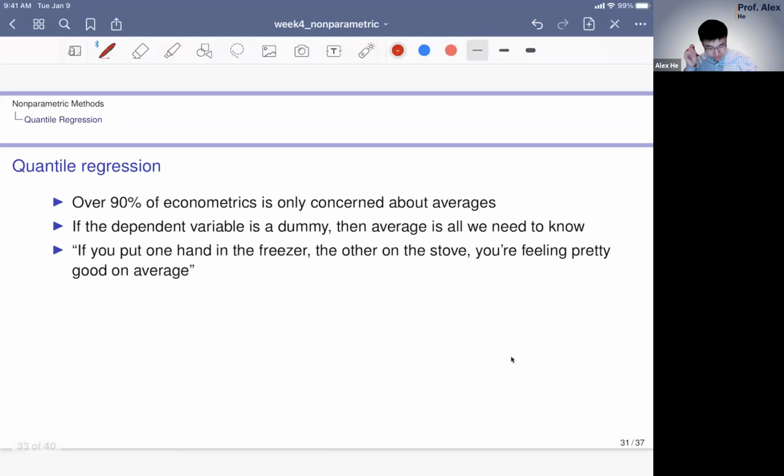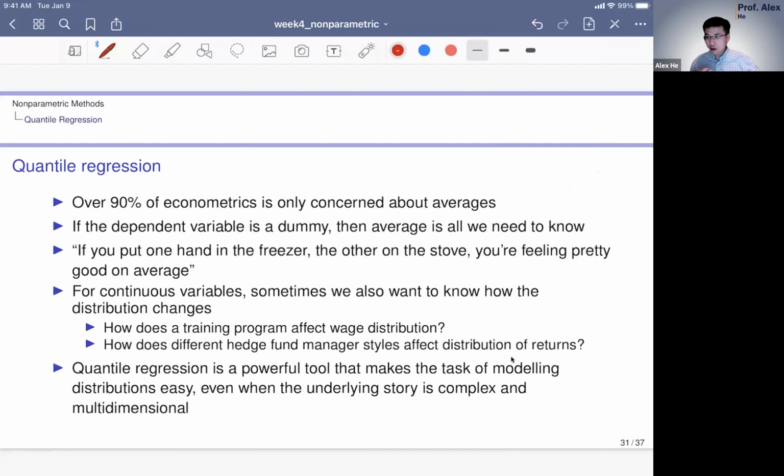Like if you have one hand in the freezer and the other on the stove, on average you're feeling good, right? But not really. Especially in finance, if you think about stock returns, you not only care about the average, you also care about the volatility. Two stocks can have the same average return, but maybe one is much safer, and that's of course a better investment. That's where quantile regression comes in, which allows us to estimate not only the average y, but also the distribution of y as a function of x.